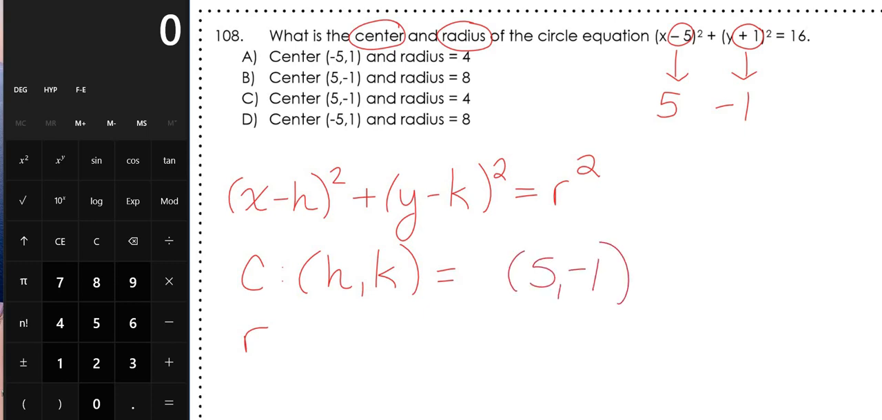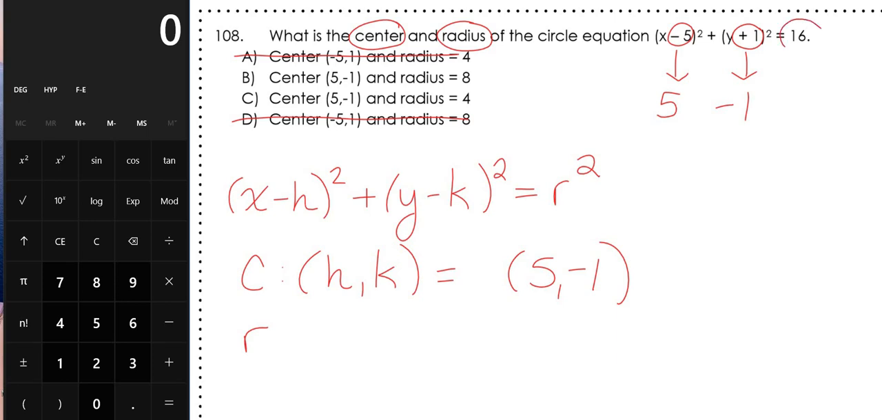Let's go through your choices. Now the first one, cross it off. It assumes that you think that the center is the same as what appears in the equation without having to change the signs, which is wrong. The other one that makes that assumption is D. They're trying to trick you, to see if you understand that the center is always the opposite sign of what's in the equation. So now we're down to choice B and C.